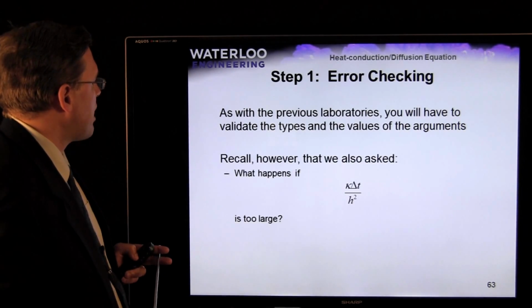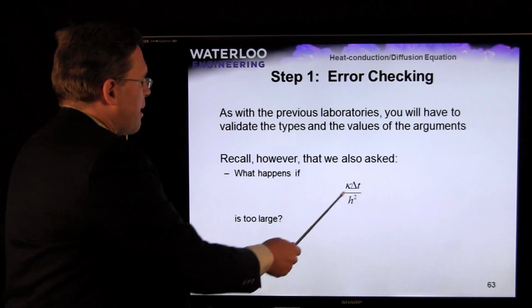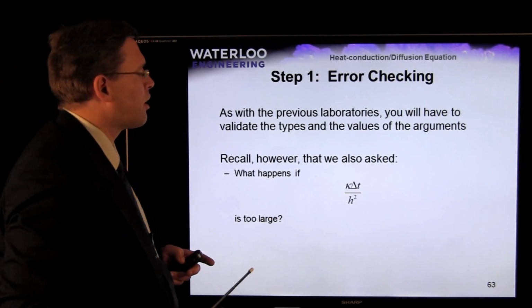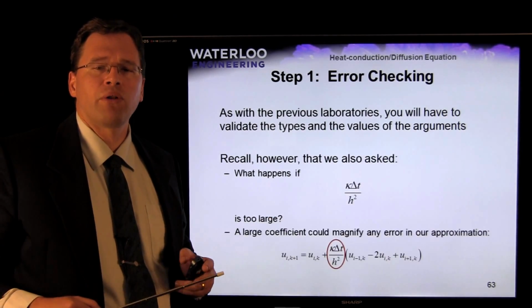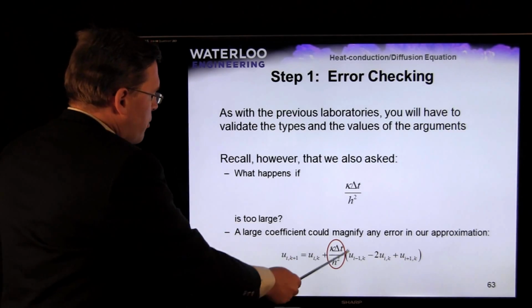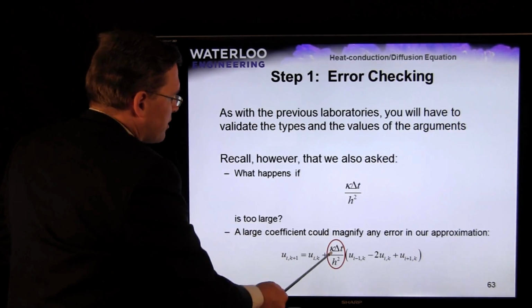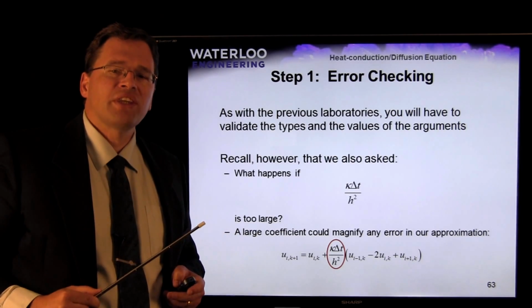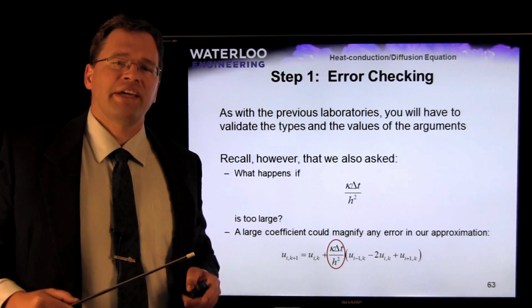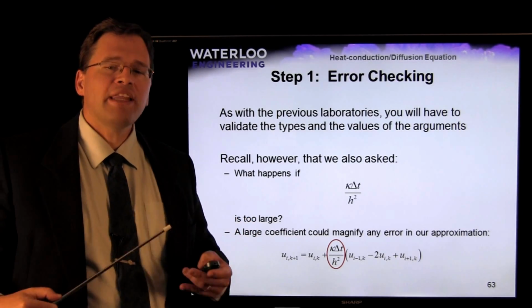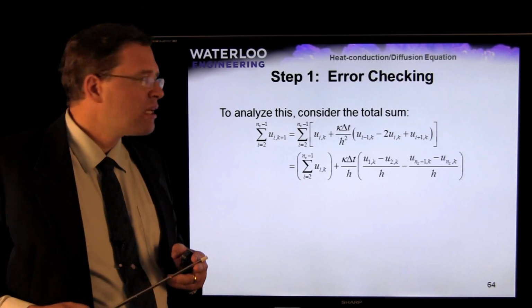Now, recall, however, that we already asked, what happens if that coefficient is too large? Let's say h is very small. Well, in that case, if that coefficient is large, if there's any sort of error in our approximation, a large coefficient there is going to magnify the error. So before we do anything, we actually have to check that error.